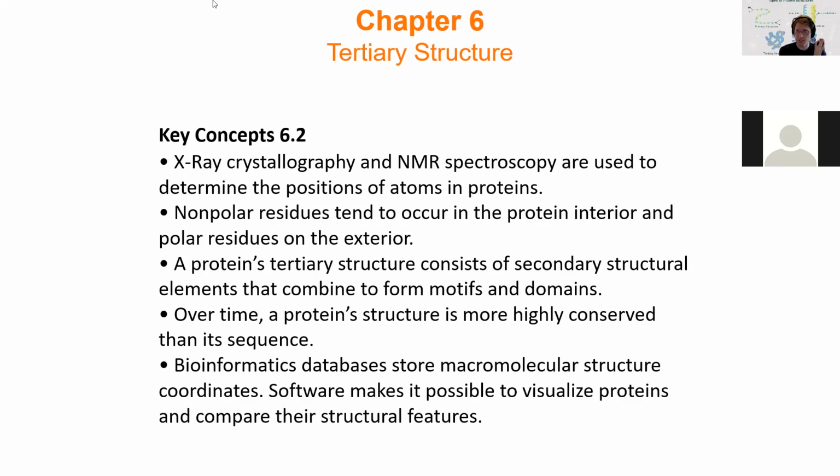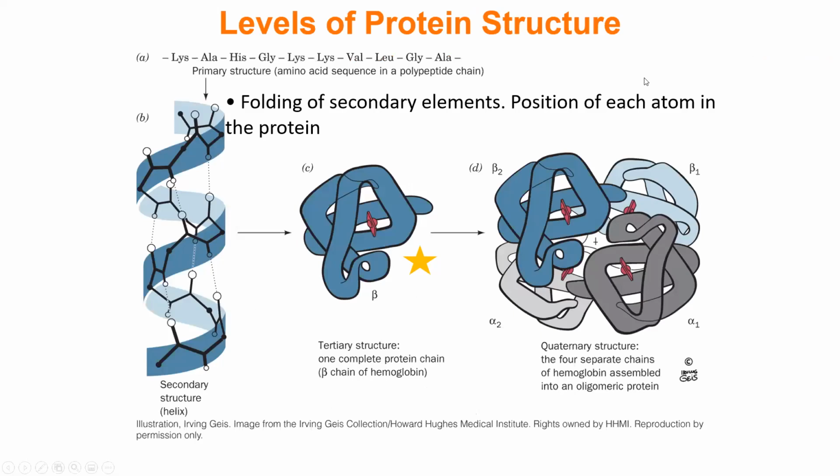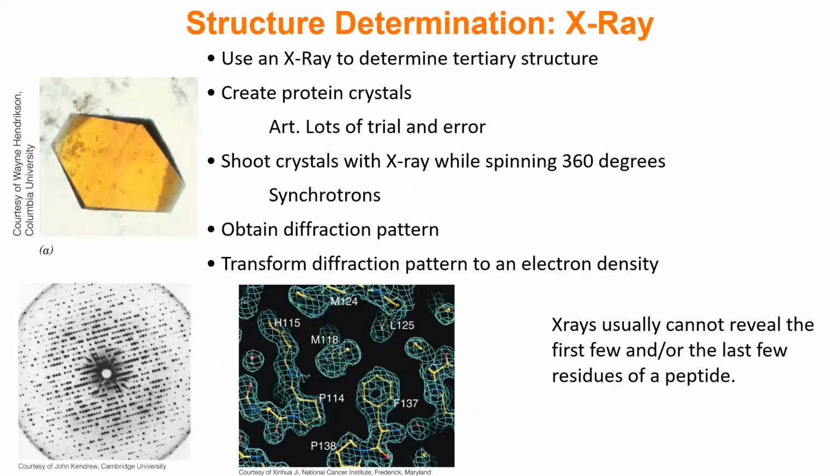Tertiary structure, which is right here, is the 3D conformation of one peptide chain. So we are now looking at the 3D conformation of one peptide chain, and we're going to look at the ways to discover that and just some examples here. So first off, how do you determine tertiary structure? How do I know what the 3D structure of a protein actually looks like? And we're going to talk about 3 main methods.